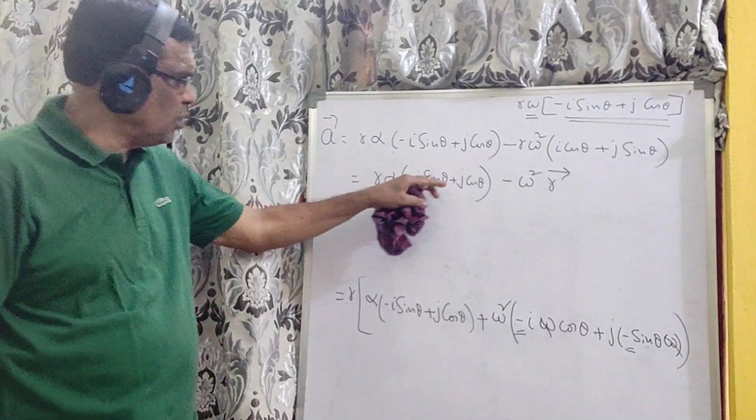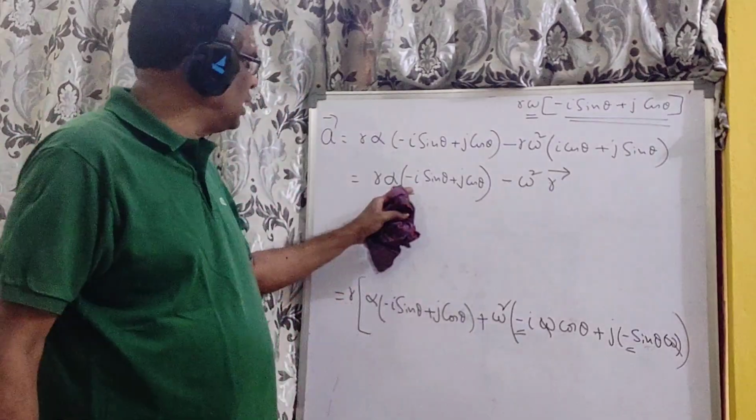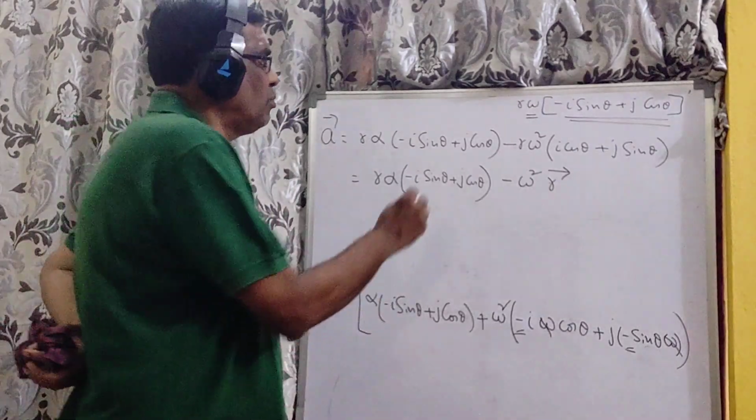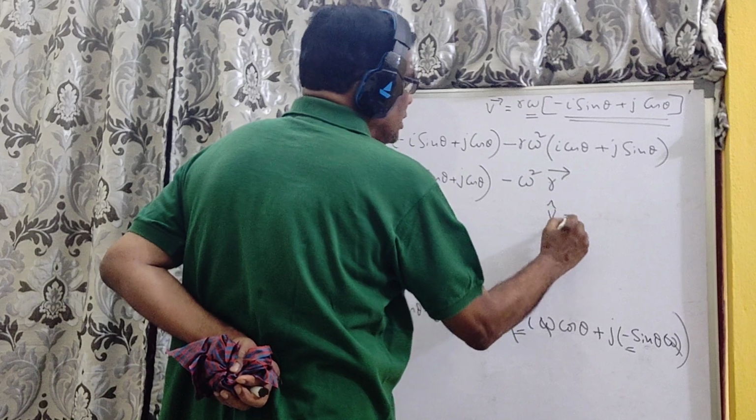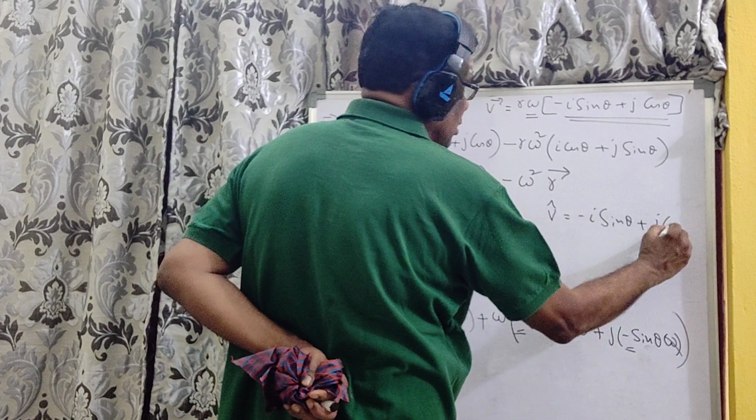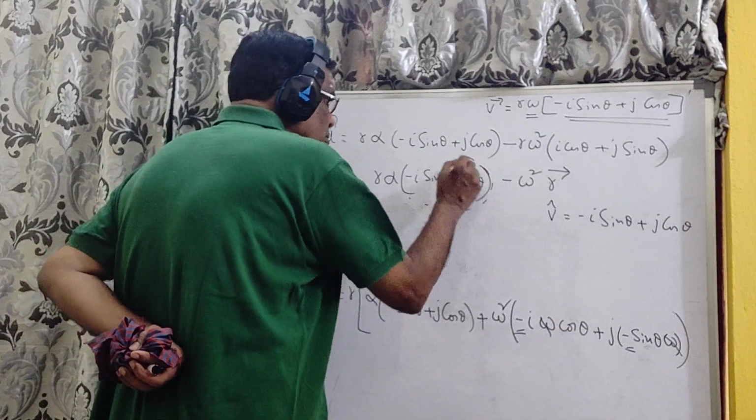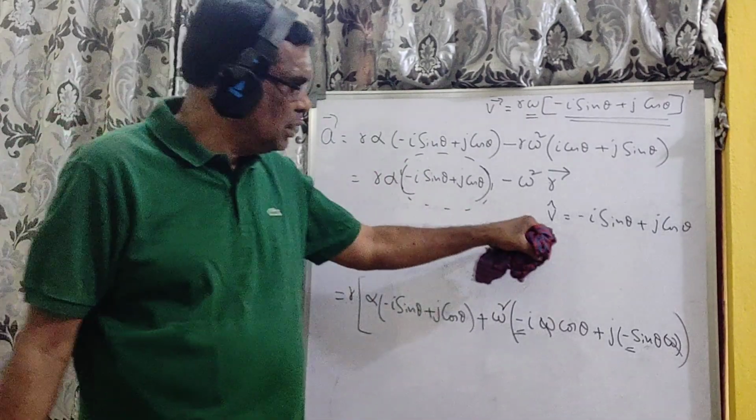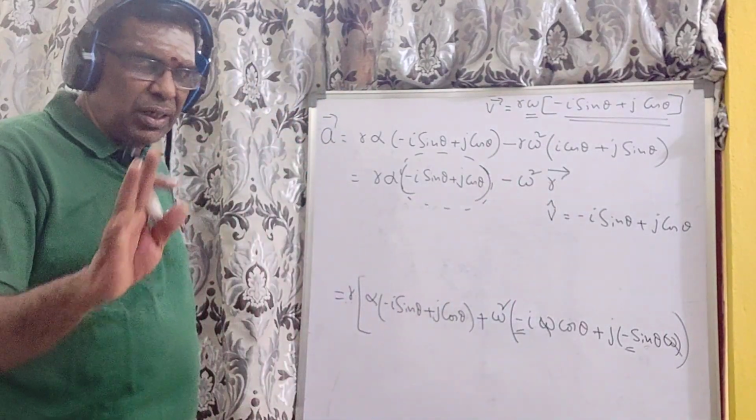What is the direction of this? We have already seen that minus I sin theta plus j cos theta is the direction of our linear velocity, isn't it? So V cap is equal to minus I sin theta plus j cos theta. That means the direction of R alpha is either along V bar or opposite to V bar. That is one important point.